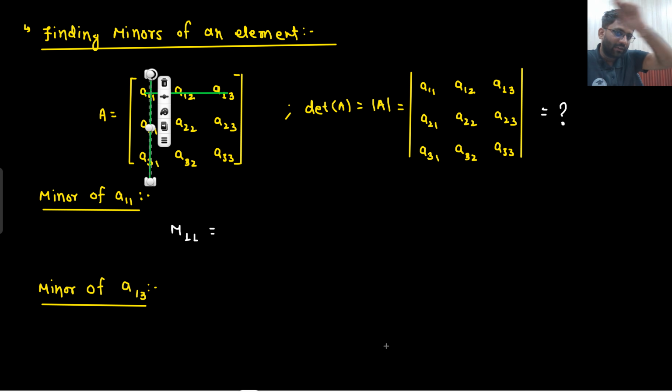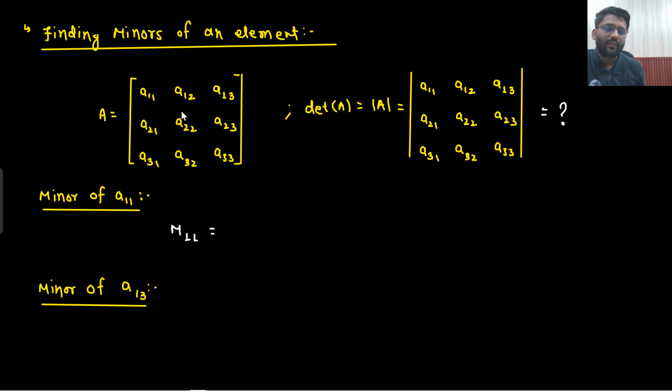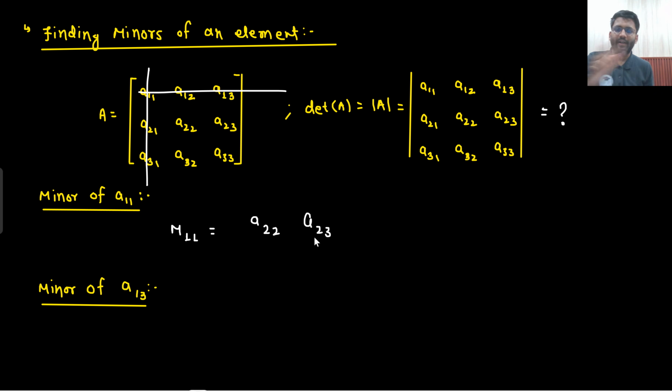With respect to A11, I will block the first row and first column. So what am I left with? I am left with these 4 elements. With respect to A11, I have blocked this row and this column. So what am I left with? I am left with A22, A23. I will write down in the same manner, left to right. On the left side, A22, A32 is written. And here A23, A33 is written. And then I will calculate its determinant. There you go. This will be my minor of A11.